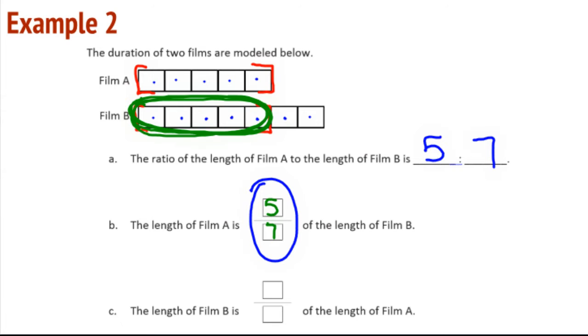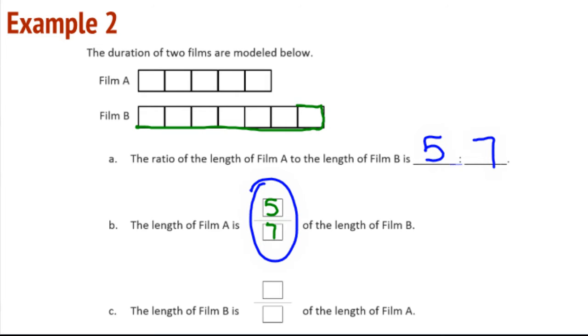Now we can turn that around and we can go the other direction. The length of film B. So here we've got film B and it's got 7 parts. And film A only has 5 parts. So film B is going to be longer than film A.